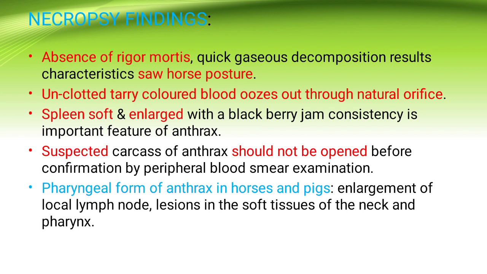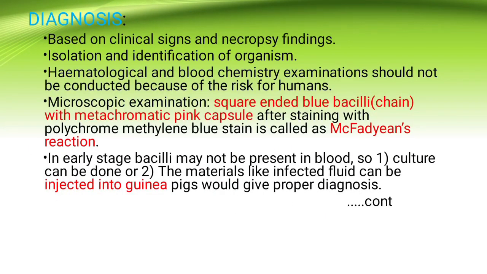The pharyngeal form of anthrax in horses and pigs shows enlargement of local lymph nodes and lesions in the soft tissue of the neck and pharynx. Coming to diagnosis, diagnosis is based on the clinical signs and necropsy findings, and the isolation and identification of the organism. Hematological and blood chemistry examination should not be conducted because of the risks for humans.